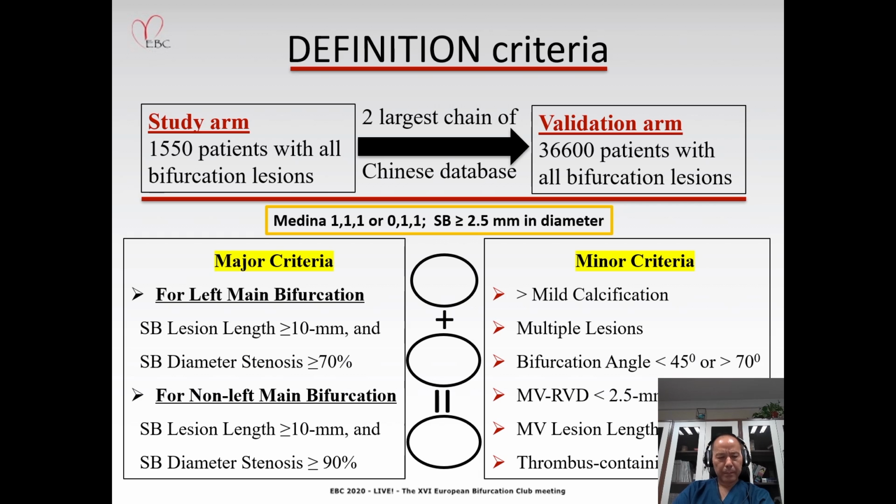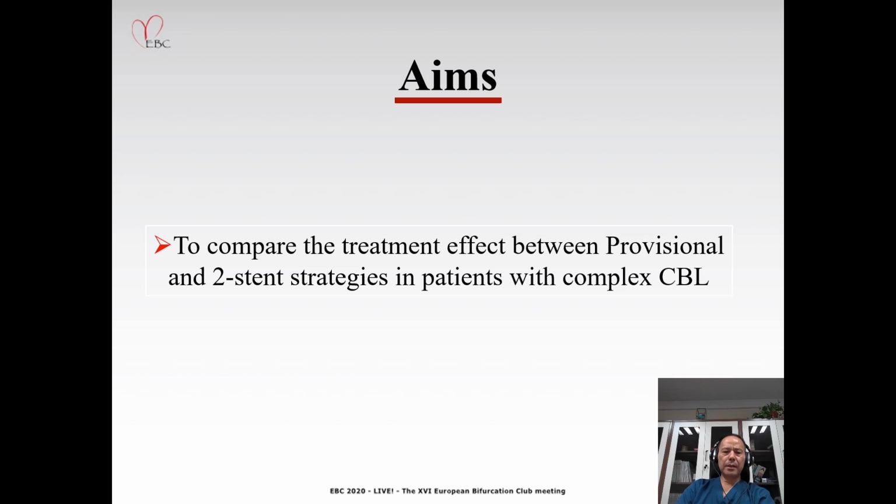For distal left main bifurcation lesion, side branch lesion length minimal 10 mm and side branch diameter stenosis minimal 70% was the major criteria. So 1 major criterion plus any 2 minor criteria could define a complex bifurcation lesion. So this is the aim of the DEFINITION II trial: to compare the treatment effect between provisional and two-stent strategies in patients with real complex coronary bifurcation lesion defined by the DEFINITION criteria.